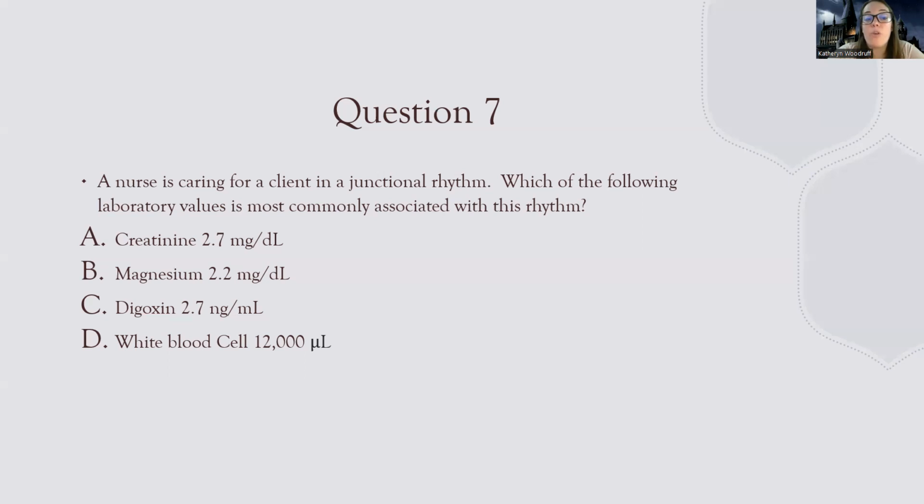A junctional rhythm has a slow heart rate. So this could be that, hey, I might have too much digoxin, and so I'm in a junctional rhythm as a result of that. So that's a possibility. I'll hold on to that.